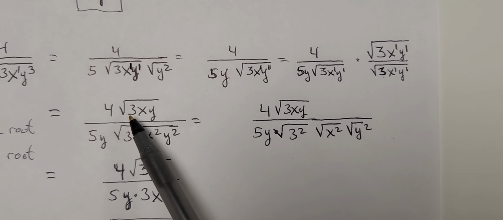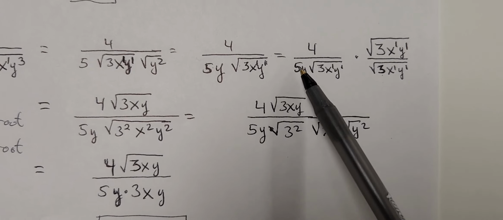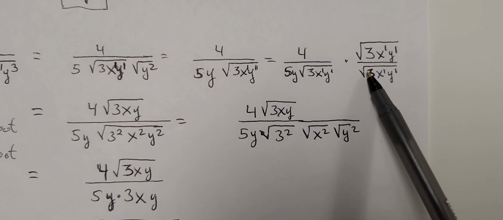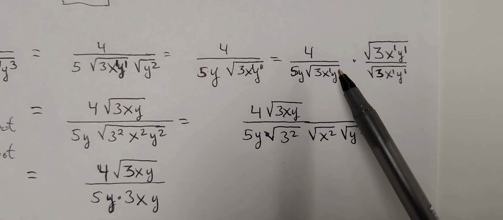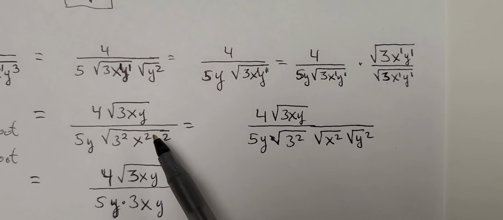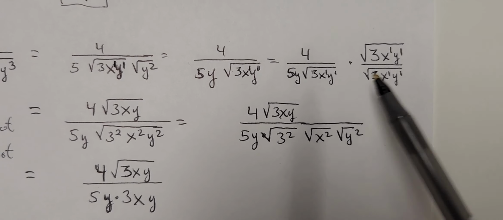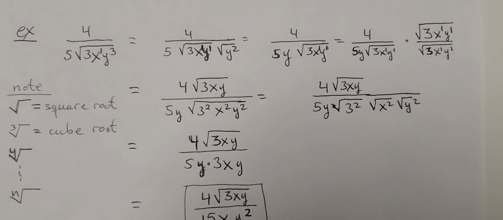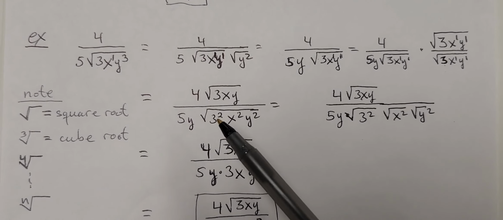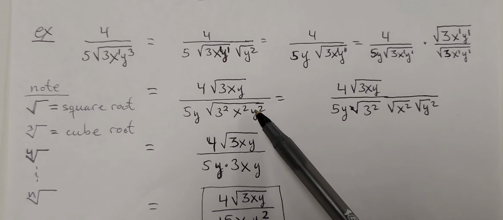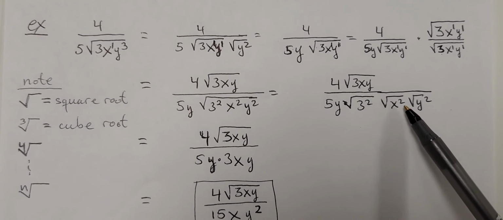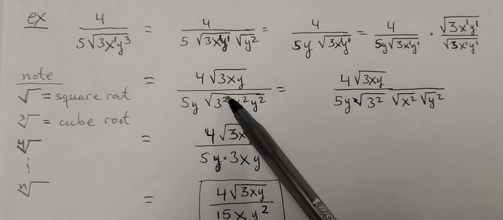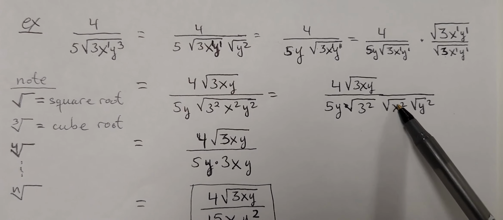So I have 4 square root of 3xy, and then 5y as is. And then here I have 1 3, another 3, so that's where I got the 3 squared. 1 x, 2 x, that's where I have x squared. 1 y, and then another y, I have y squared. Okay, and then after that, because this is still in a square root, I can separate individually the 3, the x, the y. That's what I have here, because all of these are under the square root, I can separate them individually.